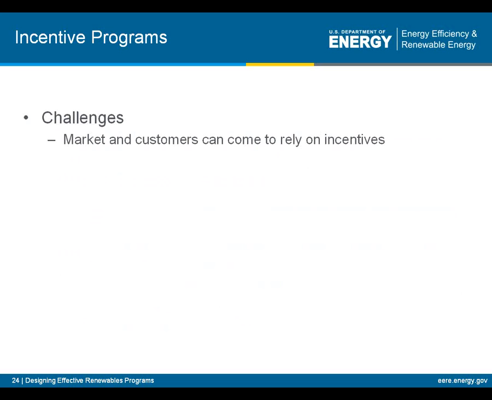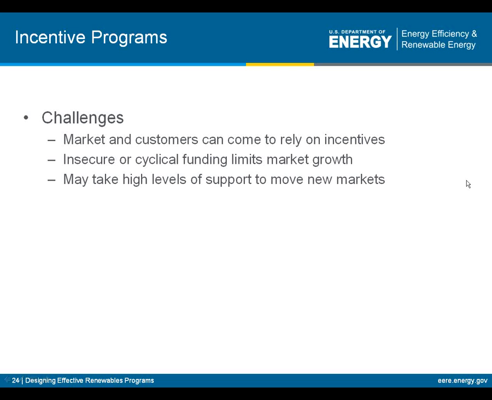Markets and customers can come to rely on incentives, and in fact, there's been some evidence that an incentive program that's too rich can actually sustain the prices of the installed systems at higher levels than they might otherwise be sitting at. If you have insecure or cyclical funding, that can really be a problem for market growth. If your funding is not consistent and has to stop and start, the contractors can't rely upon the funding and have problems making decisions about hiring, and that can really limit the ability of the market to grow.